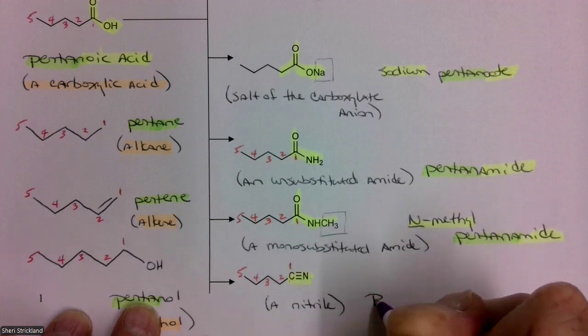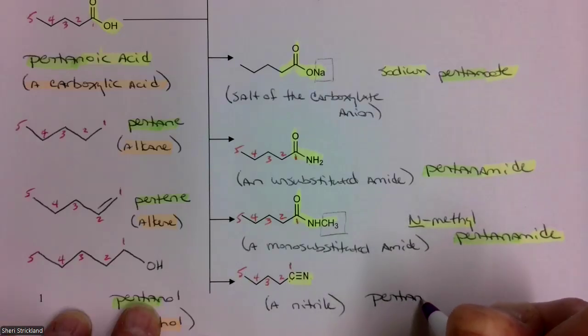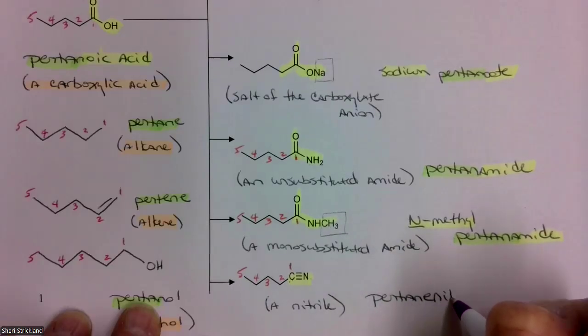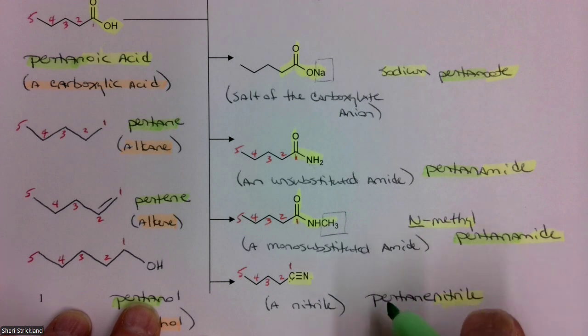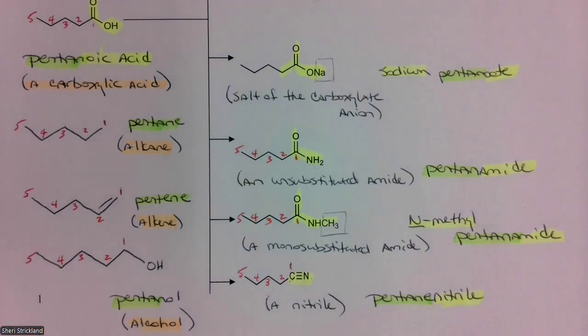And the name is pentanenitrile, and we're going to keep the E on that parent because the first letter of the functional group name is a consonant. Okay. All right. So that is the story on the nomenclature of carboxylic acids and their derivatives.